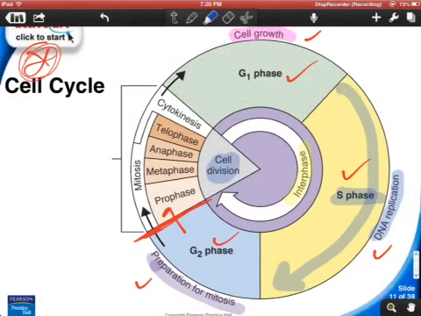If you notice, mitosis doesn't actually take that much time as far as the entire life cycle of a cell. It spends most of its time here in interphase.